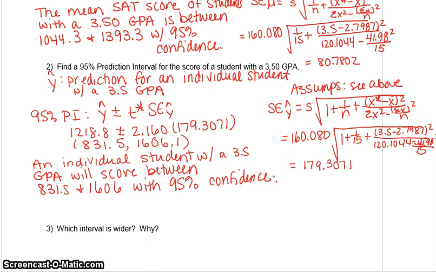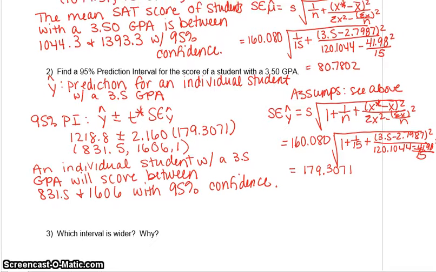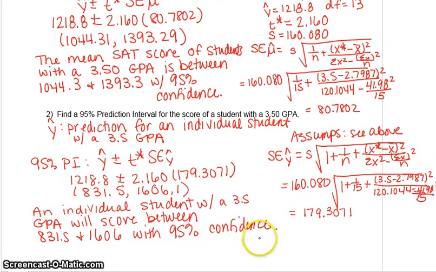Okay. And as we've said a couple times, this prediction interval ends up being wider than the confidence interval for a mean score, because it's much harder to pinpoint an individual because there's more variability than in the mean, which has less variability.